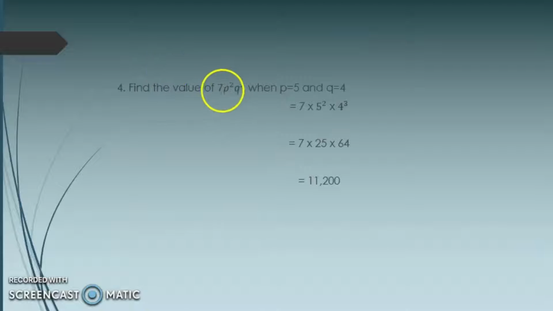For instance, find the value of 7p to the 2nd power and q to the 3rd power when p is 5 and q is 4. Substituting 5 where p is and 4 where q is, it becomes 7 times 5 to the 2nd power times 4 to the 3rd power, which is equal to 7 times 25, since 5 to the 2nd power is 25, times 64, since 4 to the 3rd power is 64. So 7 multiplied by 25 multiplied by 64 equals 11,200.